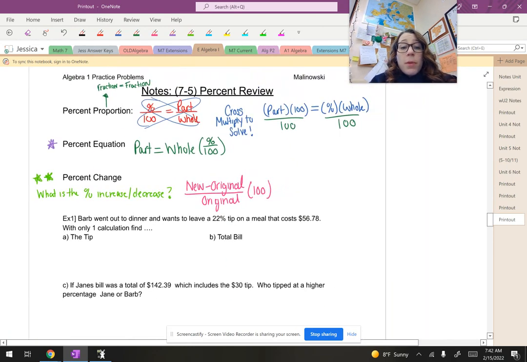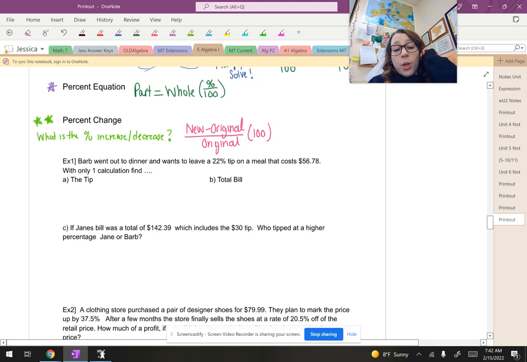Okay, so we're going to be mainly focusing on the percent equation and the percent change formula when you're doing your homework or practice problems.